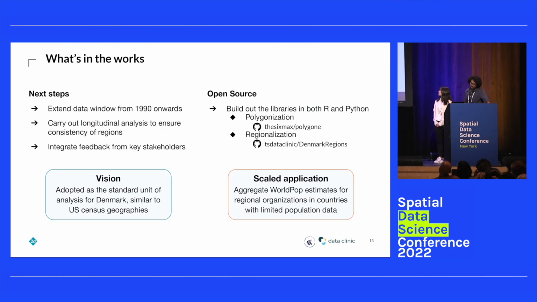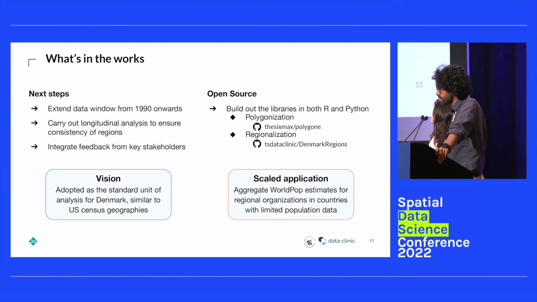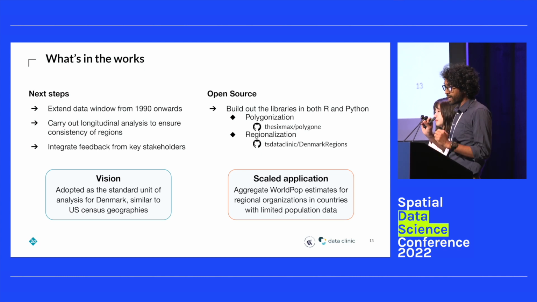There are a few more steps involved in getting this project to completion. Right now we are using data for the last 10 years, but Danish policy or regulations require that these polygons are consistent over the last 30 years to ensure data privacy. So we are looking to expand our data window there, do a little bit more longitudinal analysis to ensure these are consistent over time, and integrate feedback from stakeholders, because we are doing this from a very data science perspective. Obviously, people who work in these regions might have different perspectives on this.